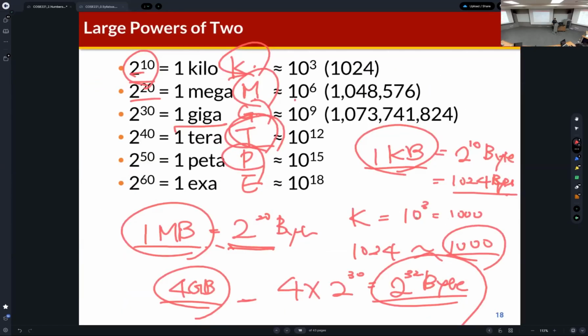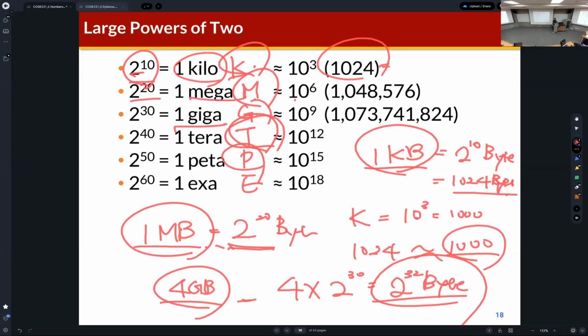Okay. So we also learned about the large powers of 2. In the binary number system, kilo means 2 to the power of 10, which is 1024. Actually, in the decimal number system, kilo means 1000, 10 to the power of 3. But in the binary number system, kilo means 2 to the power of 10. It is because 1024 is similar in magnitude to 1000, which is what kilo means in the decimal number system.